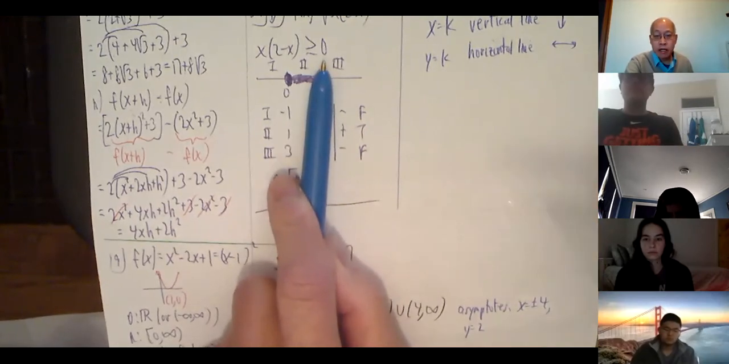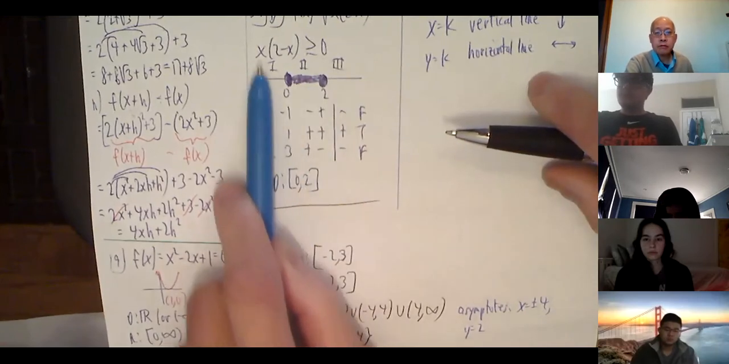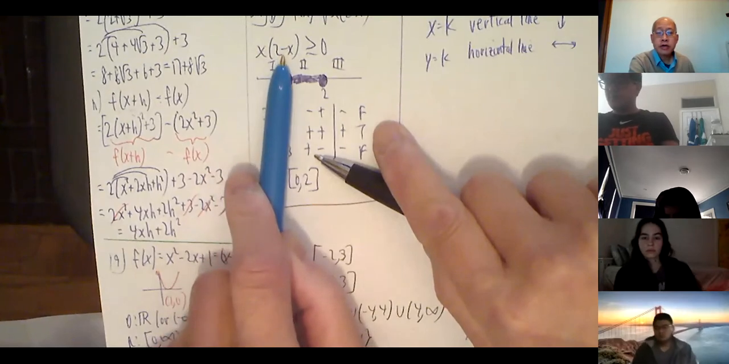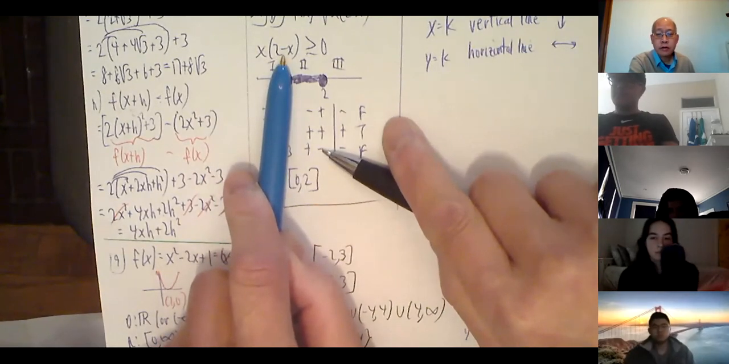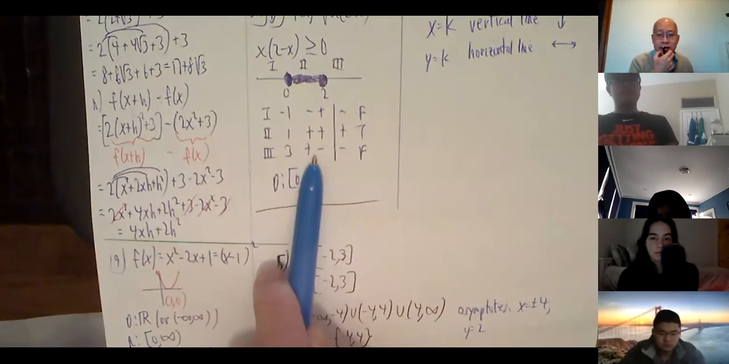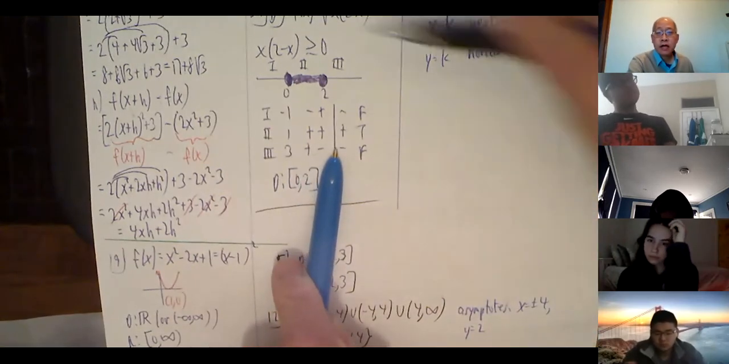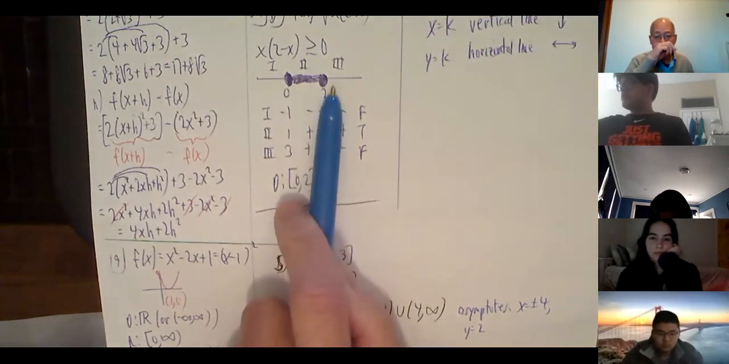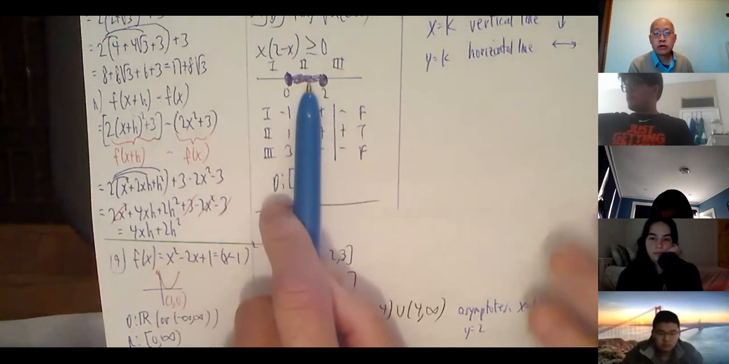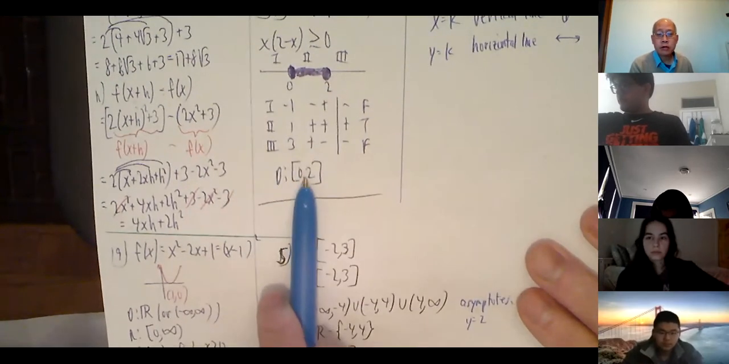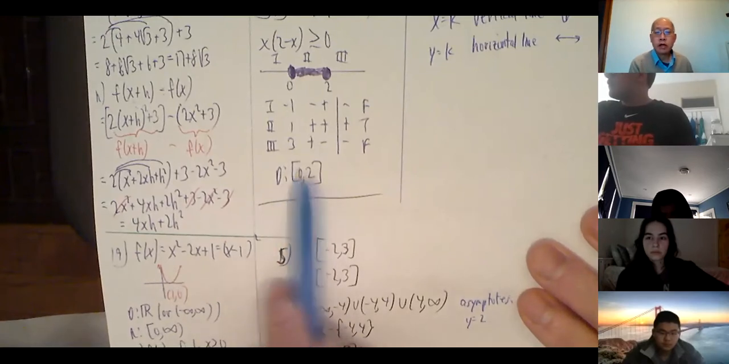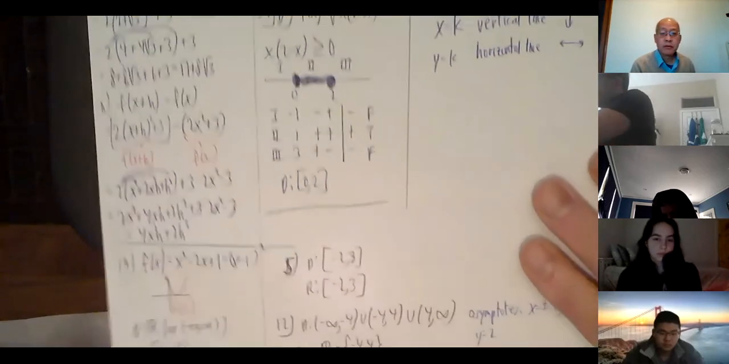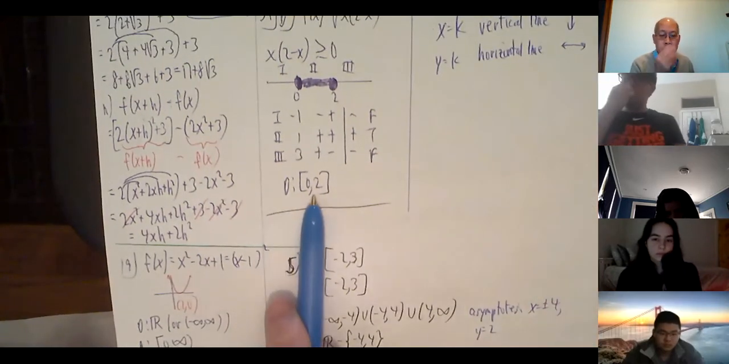And finally, region 3. I plug in 3. 3 is positive. 2 minus 3 is negative. So I have a positive times a negative. That comes out to be negative. Is a negative greater than or equal to 0? No, it's not. That's false. So I do not shade in region 3. So the only region is 2. So my domain is bracket 0, 2, including 0, including 2. And that's that one. So those are the only numbers I'm allowed to plug in.